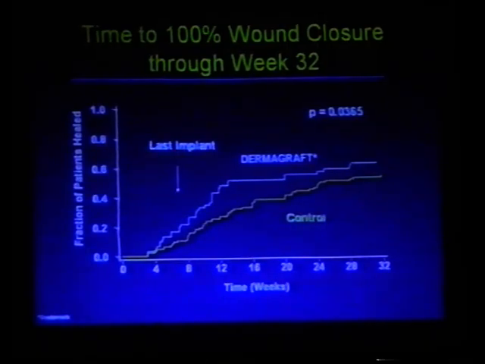And when implanted into diabetic foot ulcers, this material aids the healing. This is a control. This is looking at time to 100% healing. And we've got about a 20% improvement over the control at this stage. And the last implant was here. And this benefit continues after the last implant.